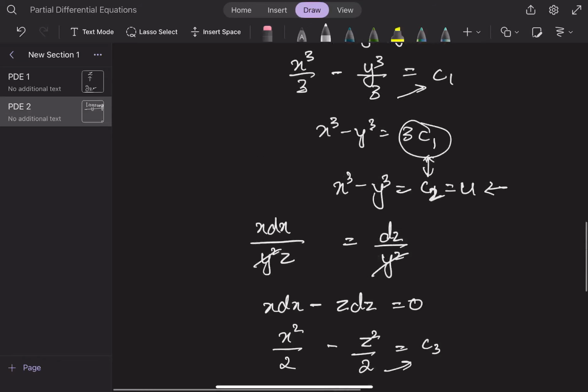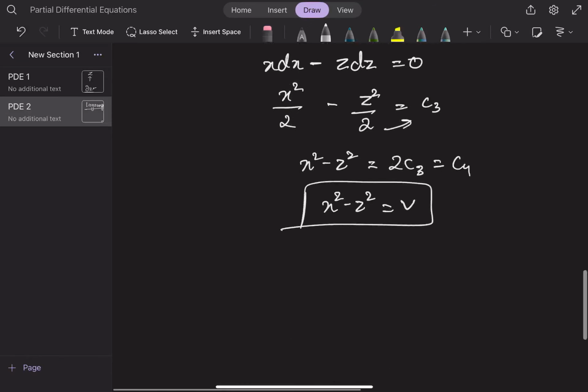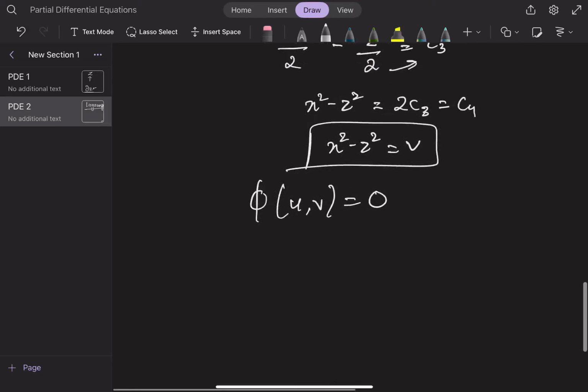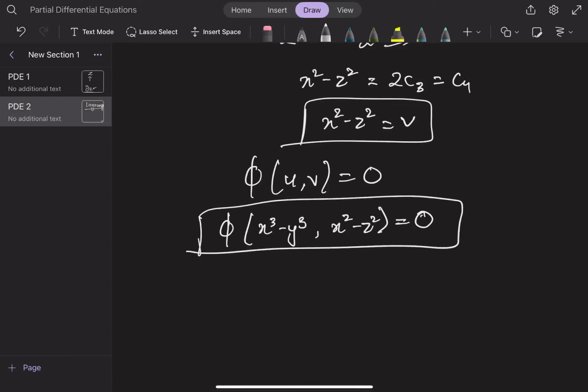So your first solution is u and your second solution is v. So you can simply write phi of u comma v is equal to 0. So you can write phi of x cube minus y cube comma x square minus z square is equal to 0. This is your answer.